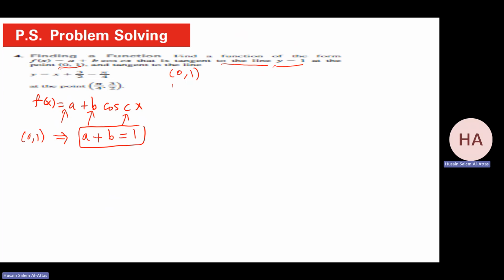And also it's tangent to this line at this point. So this point also satisfies the function, which is pi over 4, 3 over 2. So I have 3 over 2 equals A plus B cosine C pi over 4. What else do we have?